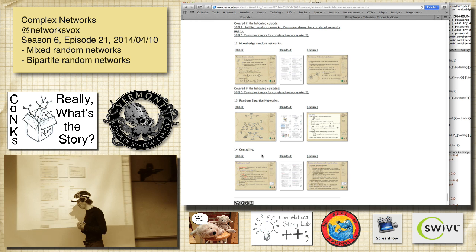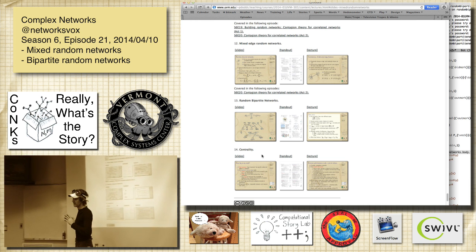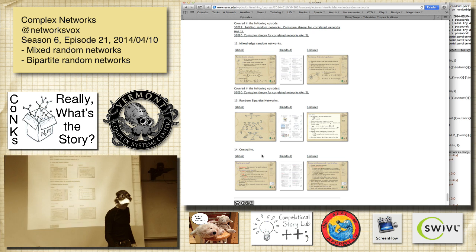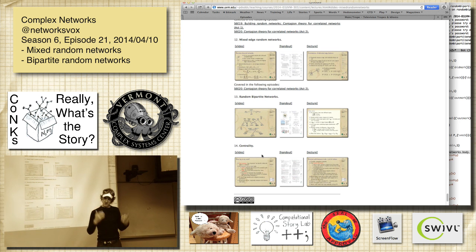So I'll give you a bunch of examples and then we'll go through some math. And of course there will be generating functions. Then we'll get on to centrality. Who's the most important node? Is that a good question? Not really, but it's something we can't help but ask.